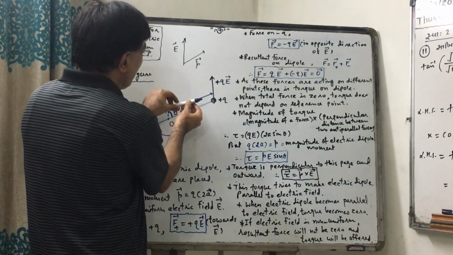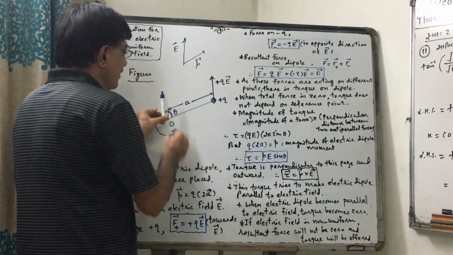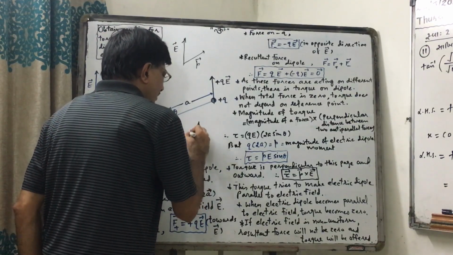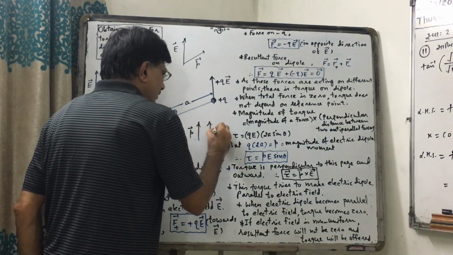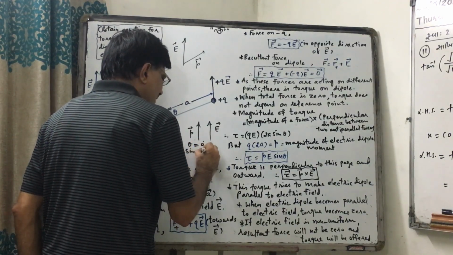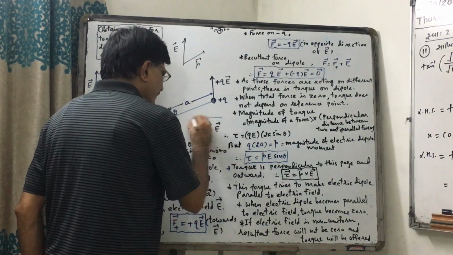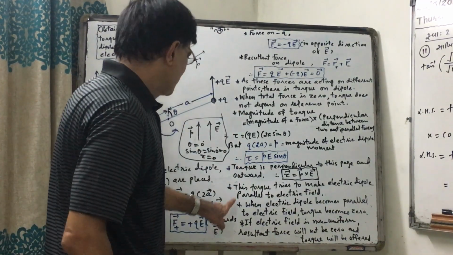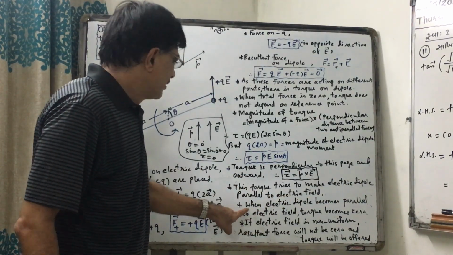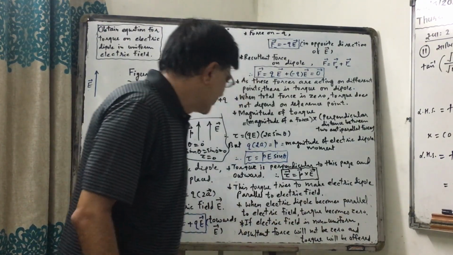This torque will try to rotate the dipole in such a manner that it becomes parallel to the electric field. In that case, vector P and vector E will become parallel. At that time, theta will become 0, so sin theta will become sin 0, that is 0. So torque will be 0. So this torque tries to make the electric dipole parallel to the electric field. When the electric dipole becomes parallel to the electric field, torque becomes 0.